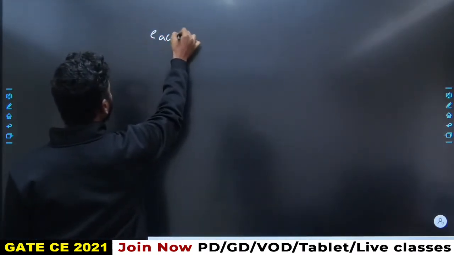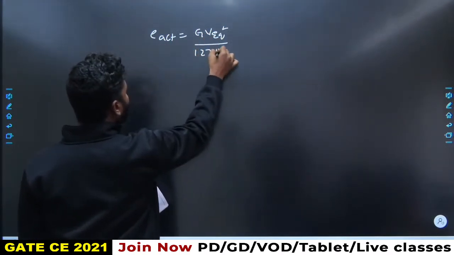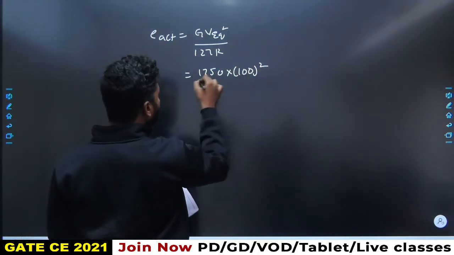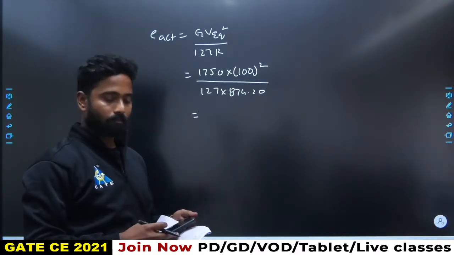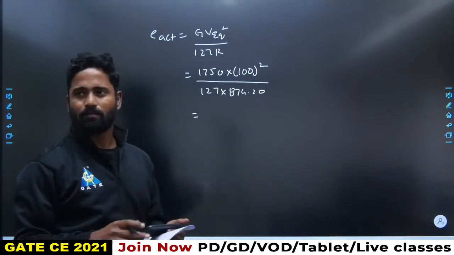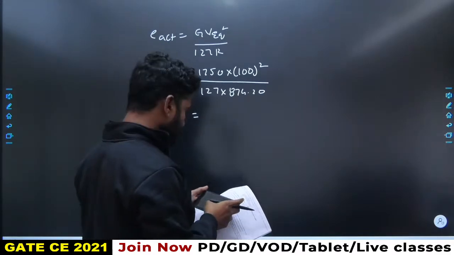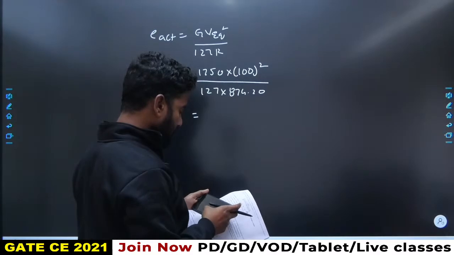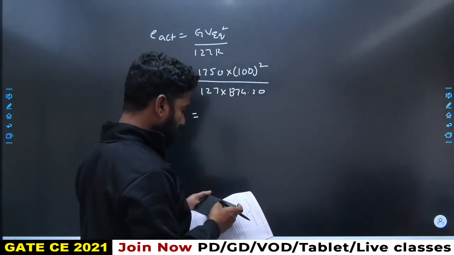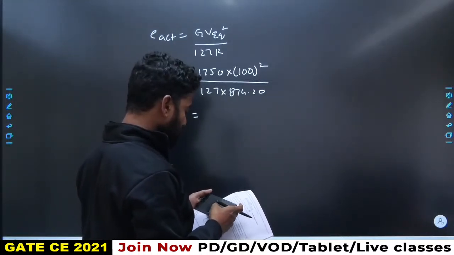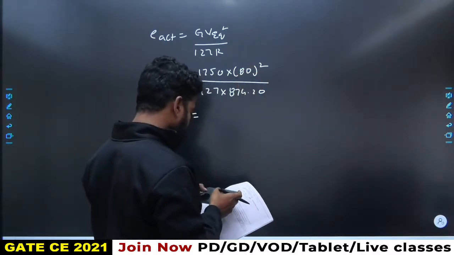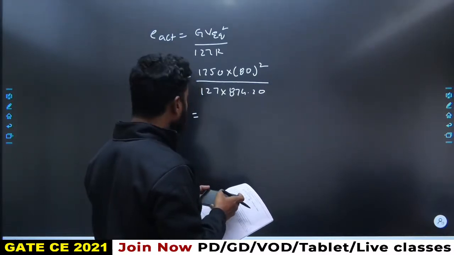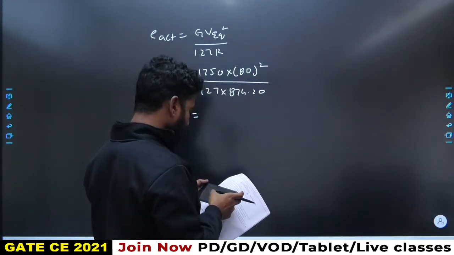E actual, if you want to calculate, that is GV equilibrium square upon 127 R, 1750 into equilibrium speed square upon 127 into 874.20. So, this would be 1750 multiplied with 100 multiplied with 100 divided by 127 divided by 874.20. It is not 100, equilibrium speed is given to you as 80, right. So, this is 80 multiplied with 80 divided by 127 divided by 874.20.